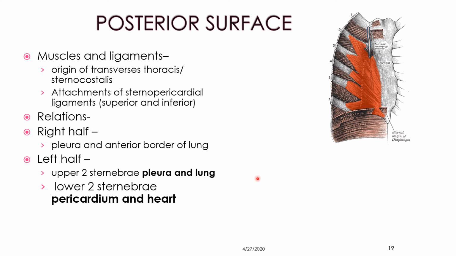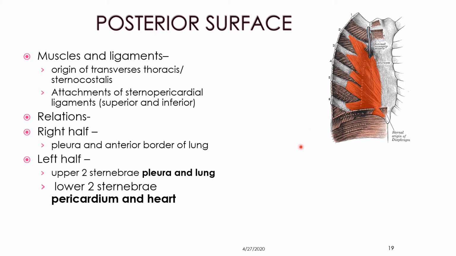Then coming to the posterior surface. It gives attachment to muscles and ligaments. It gives origin to the transversus thoracis or sternocostalis muscle, which is the muscle of the innermost layer in the thoracic wall. And it also gives attachment, which are not shown here, to what are known as the sternopericardial ligaments. So there is a superior sternopericardial and an inferior sternopericardial ligament.